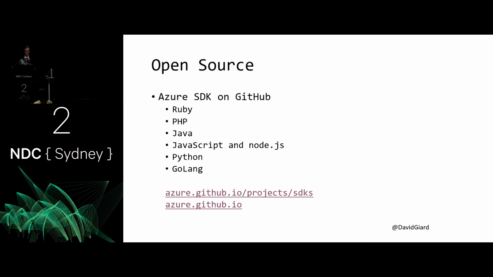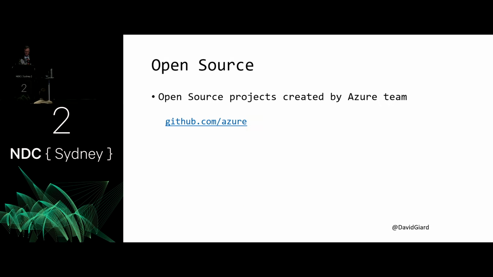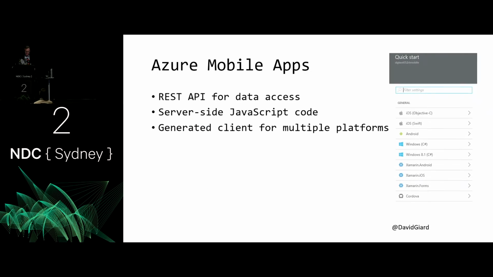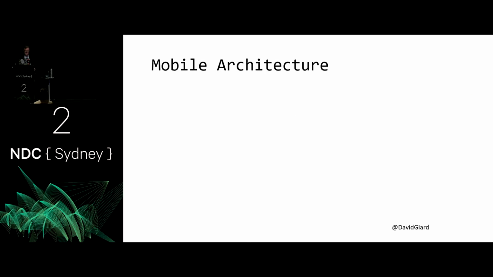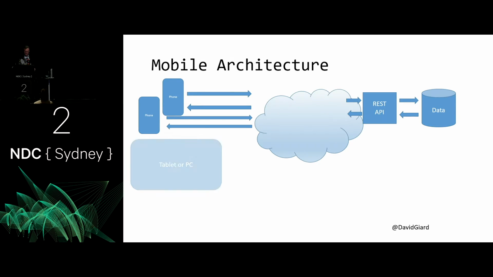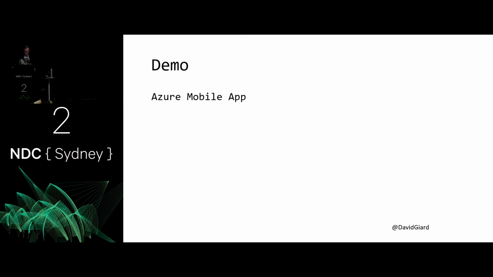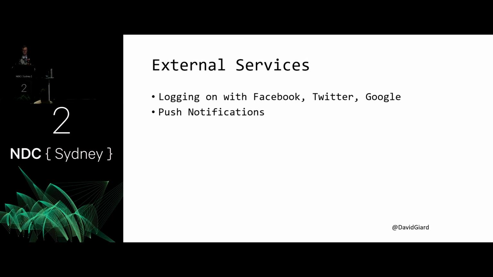All right. What else do we have here? I've already been here before. Why am I going back? Azure Mobile Apps. This is a good time for a quick review. So, mobile architecture. There we go. Demo. So you can do this.